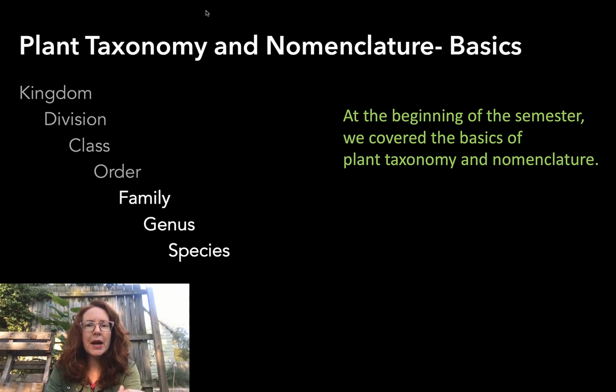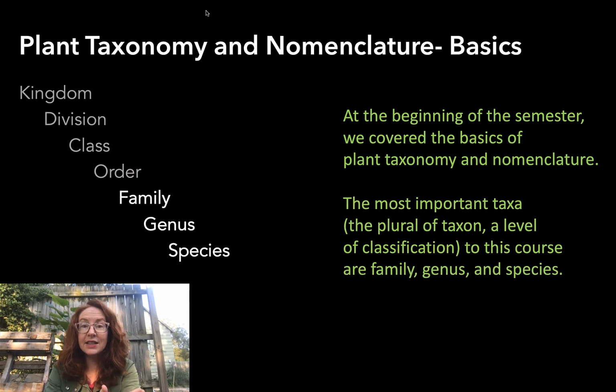So just to go back over the basics, we remember our different levels of classification: kingdom, division, class, order, family, genus, species. And in this class, the levels of classification we're most concerned with are the last three: family, genus, and species. So now we're going to learn about some other levels of classification.